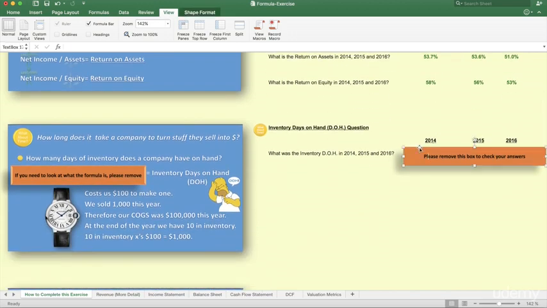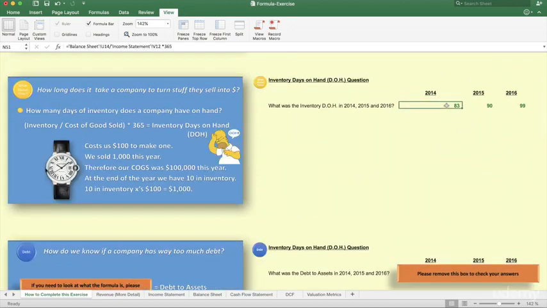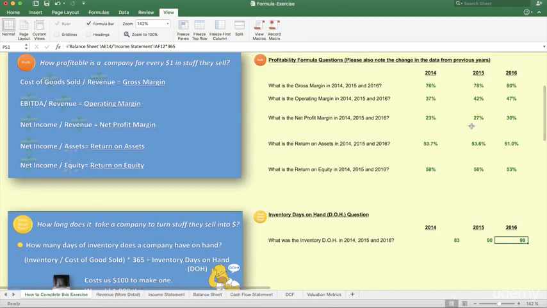Inventory days on hand. Can you believe that show is still on TV? Okay, get rid of this. Whoops. Amazing. Okay, cool. All right, so we went from 83 days on hand to 90 to 99. It's a bit of a concern, but given our amazing profitability, it's not the end of the world. Okay. All right, so we got 99 days of inventory on hand. Our profitability is pretty decent, so I'm not too worried about it.